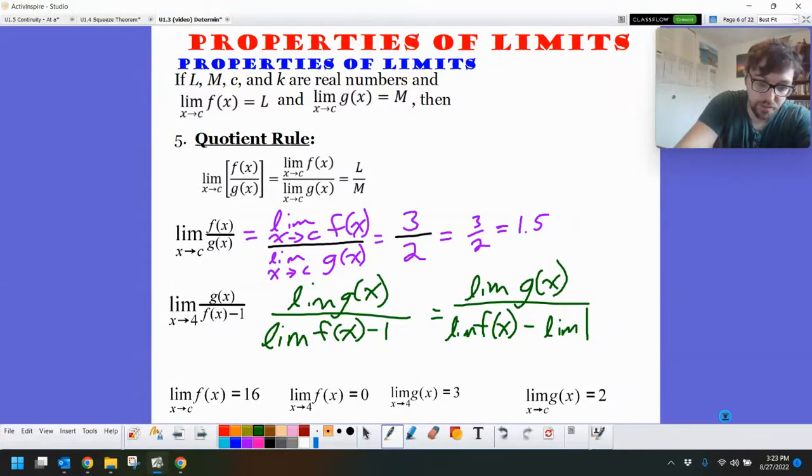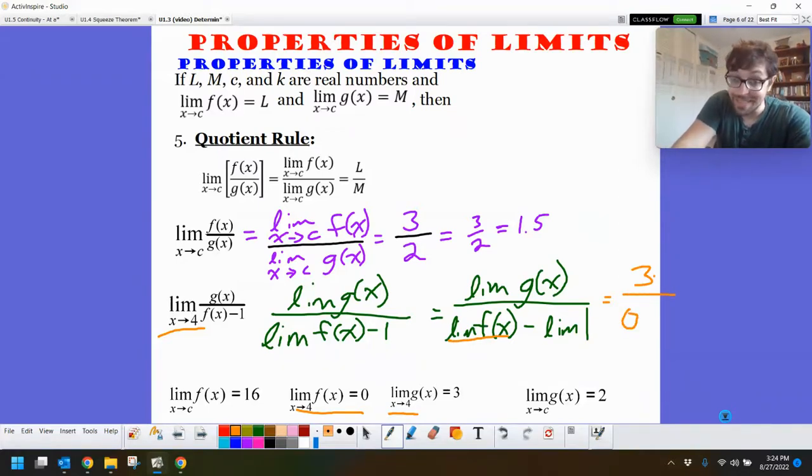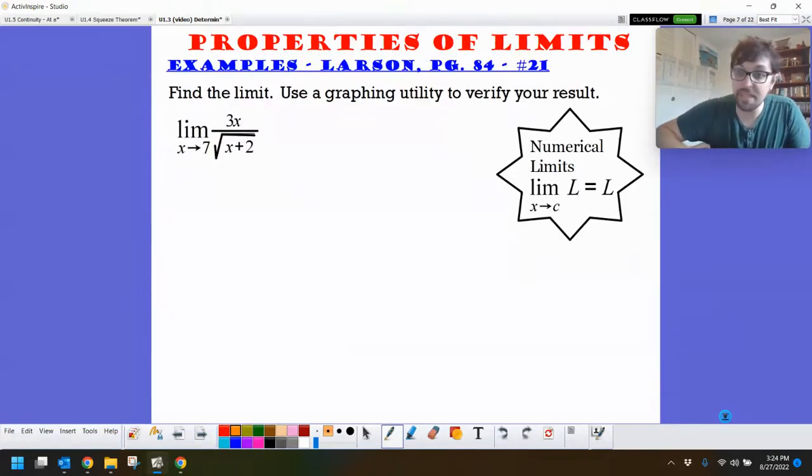Okay, well then just do all those bits. So g of x, as we're approaching 4, g of x as we approach 4 is 3. F of x as we're approaching 4 is 0. And if you do the limit of a constant, that is just going to be 1. So we've got 3 over 1. So this limit is 3. Now, I've been saying it a few times, but it's important to point out still, if you have a numerical limit, if this is just a constant, as x approaches c, then this is going to be that constant.